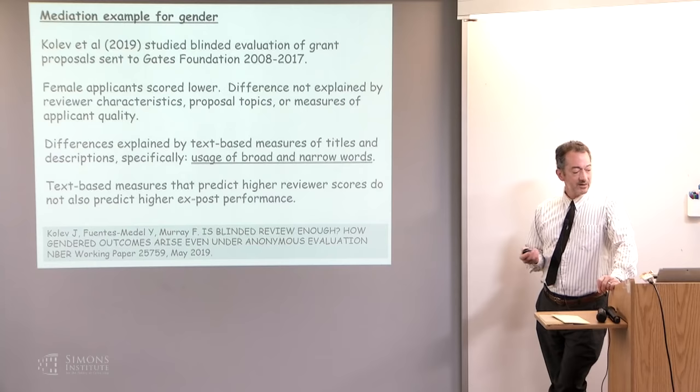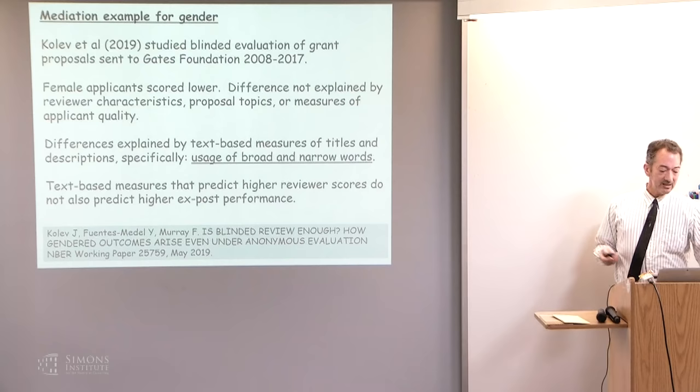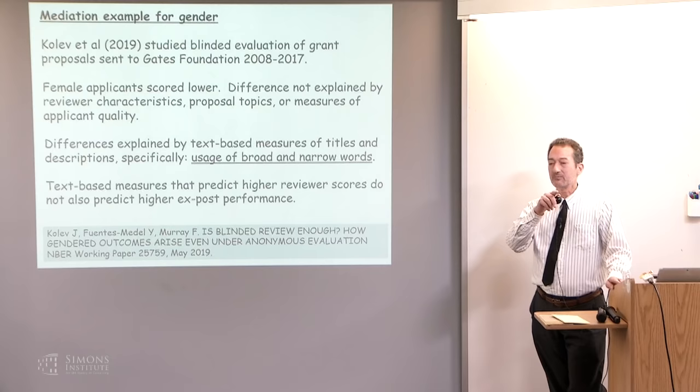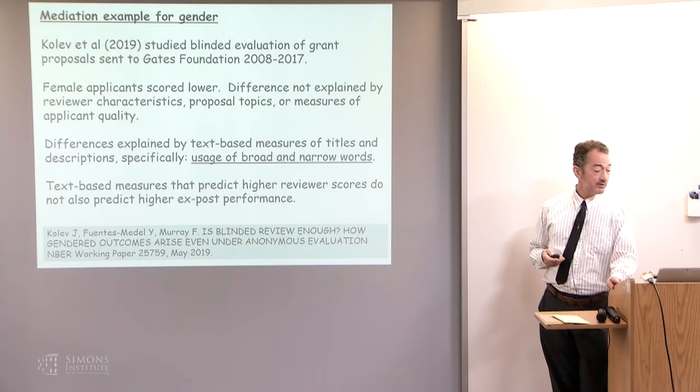For gender, Kolev just last month published a study of grants submitted to the Gates Foundation, and the grant review was blinded. So we know a priori, as we're drawing out that DAG, that there cannot be an arrow from gender to grant score because the evaluators are blinded. They don't know anything about the gender. But there was this big gender disparity. So the title of the article is that blinding wasn't enough.